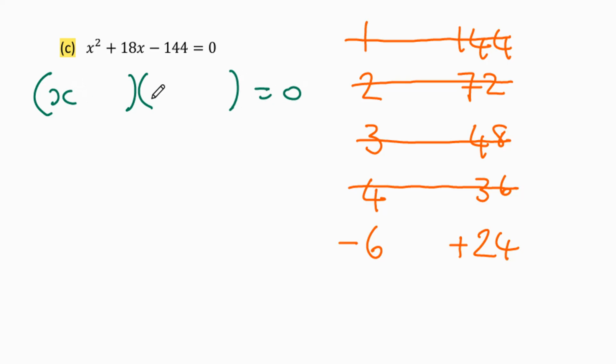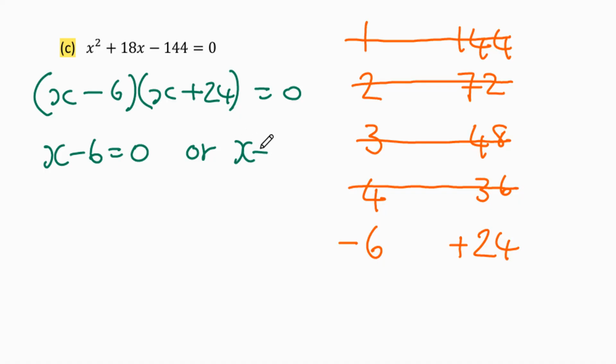Then x times x will give us x squared. And we saw that negative 6 and positive 24 will work. So x minus 6 in the first set of brackets, and an x plus 24. Now we can use the zero product rule. So x minus 6 is equal to 0, or x plus 24 is equal to 0. And now we solve for x in each of these two equations.